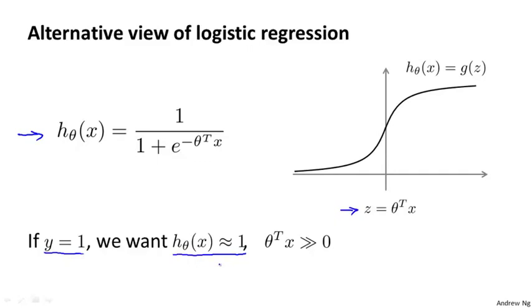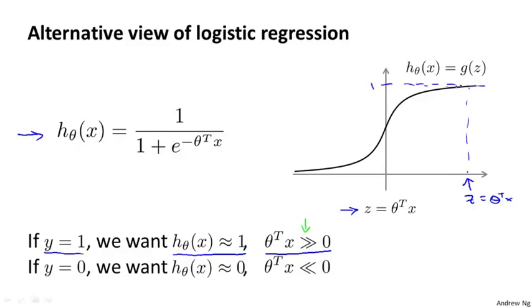And having h of x close to 1 means that theta transpose x must be much larger than 0. So this sign means much greater than 0. That's because when z, that is theta transpose x, is much bigger than 0, far to the right of this figure, the output of logistic regression becomes close to 1. Conversely, if we have an example where y is equal to 0, then what we're hoping for is that the hypothesis will output a value close to 0, and that corresponds to theta transpose x, or z, being much less than 0, because that corresponds to the hypothesis outputting a value close to 0.